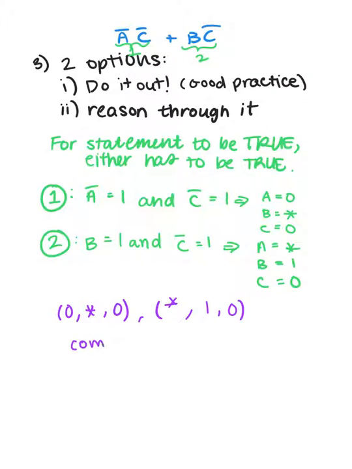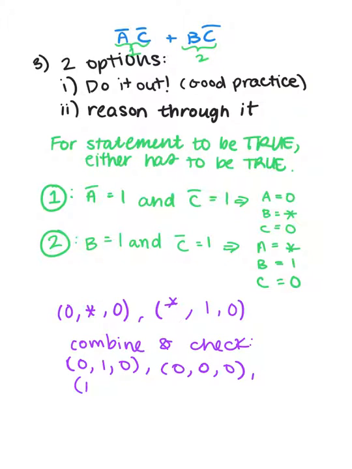Alright, so all of the possibilities for this so that we can combine it into one answer, and we also have to check all of these in our equation. 0 1 0, 0 0 0, 1 1 0, and 0 1 0. We can see that we have two 0 1 0s right now, so we only want to write one of them. So the final answer to this question is 0 1 0, 0 0 0, and 1 1 0.